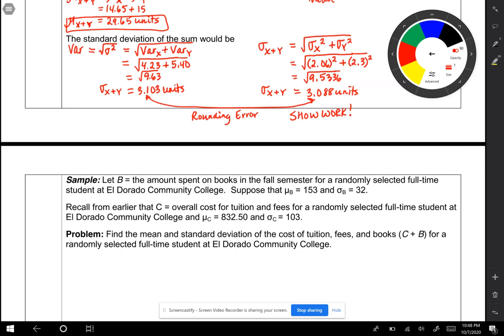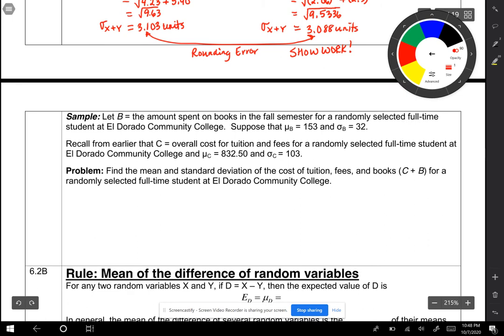All right. Another sample. Well, I guess this is the same El Dorado one, but just a different thing added to it. Let B be the amount spent on books in the fall semester for a randomly selected full time student at El Dorado Community College. Suppose that the mean of the book cost is 153. Here I am talking about units and me leaving it off. And the standard deviation is 32, but that's okay. We'll put in our answer.